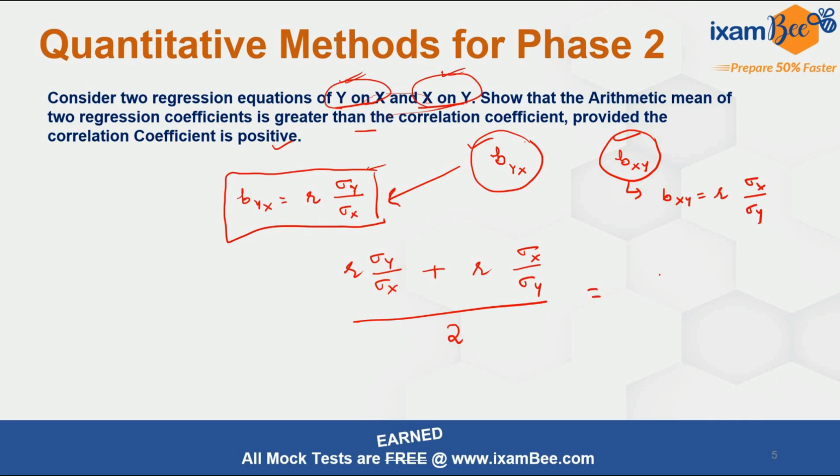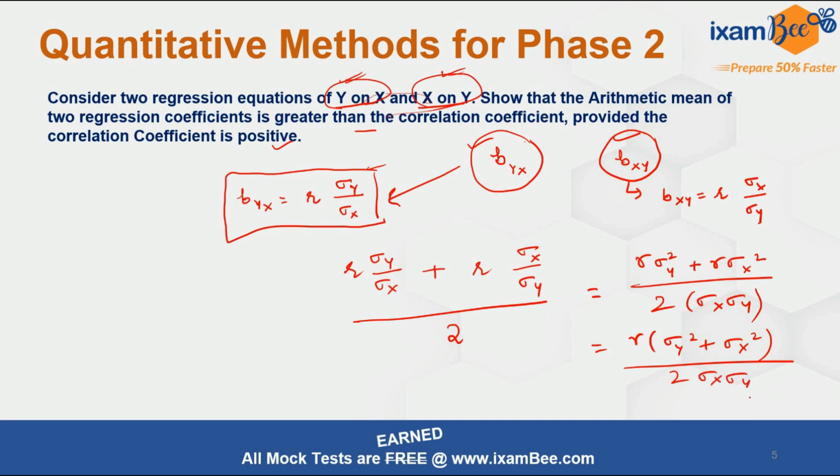After simplifying this whole equation, you have r sigma y square plus r sigma x square upon 2 times sigma x sigma y. Okay, when I simplified this complete equation, now look at this here. What it tells you is, now I can take this r term out, so r will be sigma y square plus sigma x square divided by 2 times sigma x sigma y.